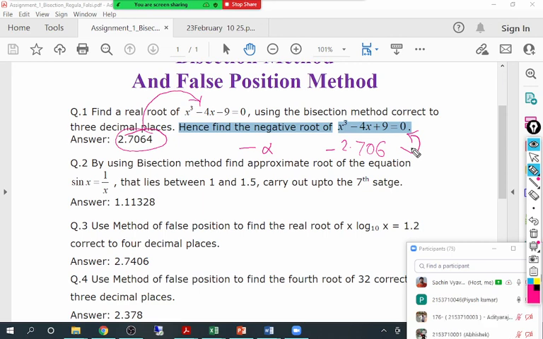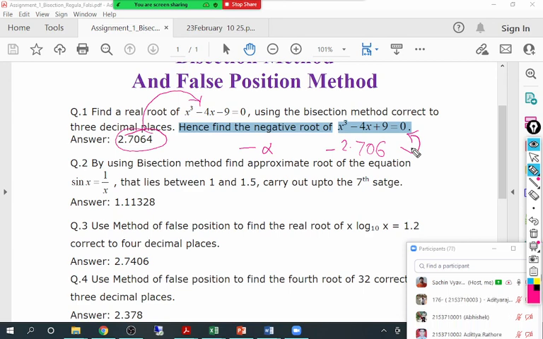We can do it with the property, that's fine, but can we find the roots with another method, because it's not mentioned here that you have to use bisection for the second question? No. The question is straightforward. It is written hence find. Hence means using that way only. Are you getting? Okay, sir.